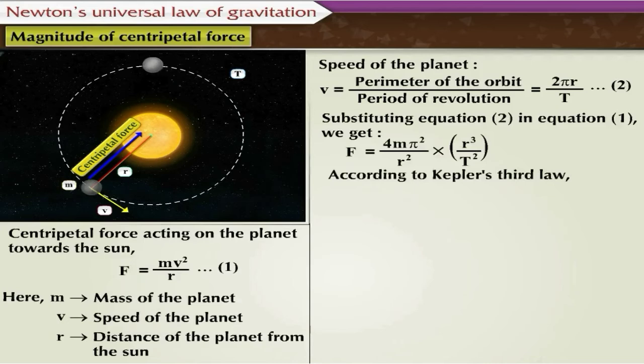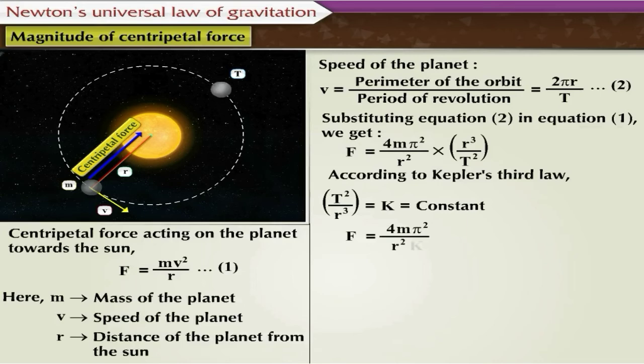According to Kepler's third law, T square upon r cube is equal to k, which is a constant. Therefore, F is equal to 4 m pi square upon r square k. But 4 m pi square upon k is a constant. Thus, F is inversely proportional to r square.